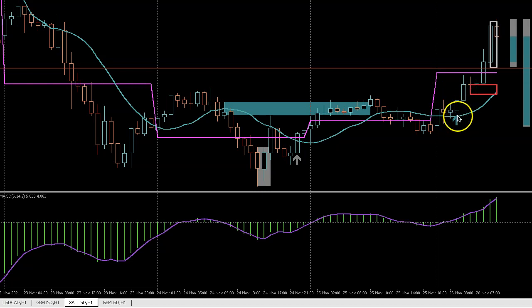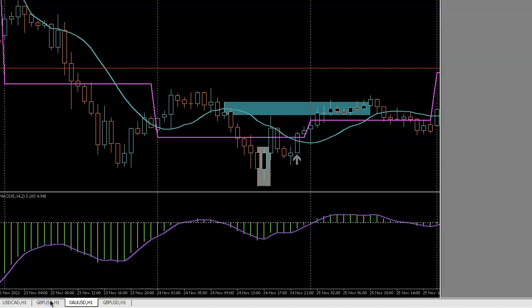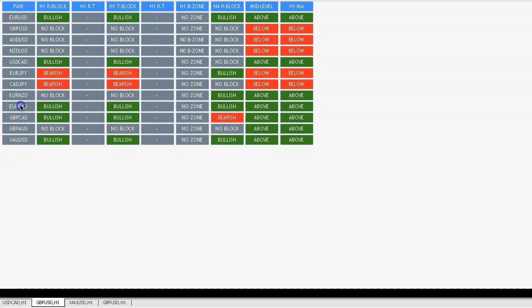So this could have been a thing to just leave it on overnight and then enter, and then you would have gotten your pips, right? The same thing would have been for any other pair. I think it was EuroCAD.